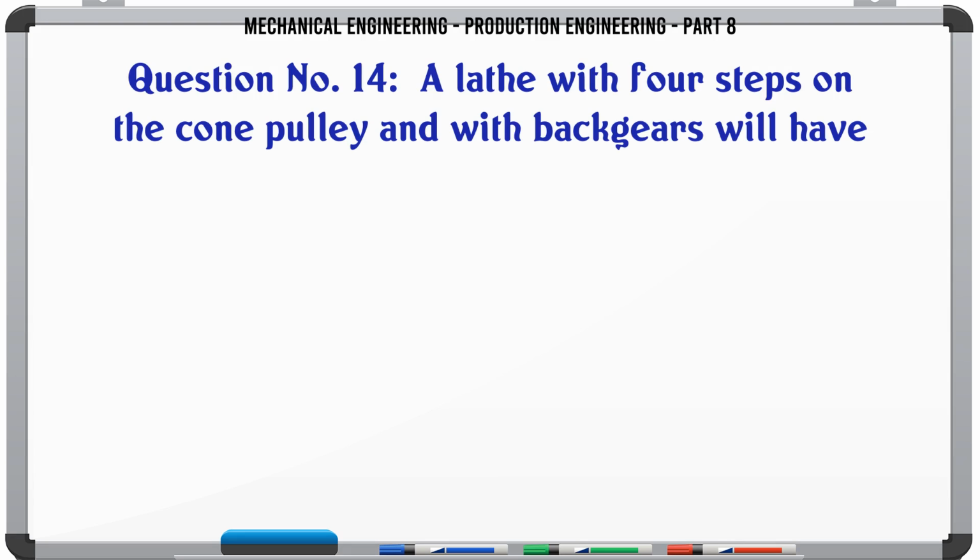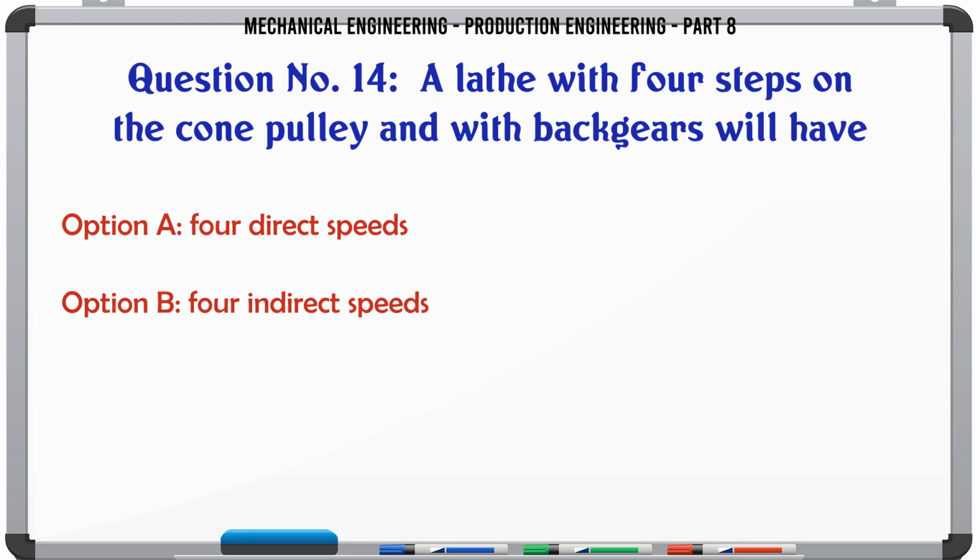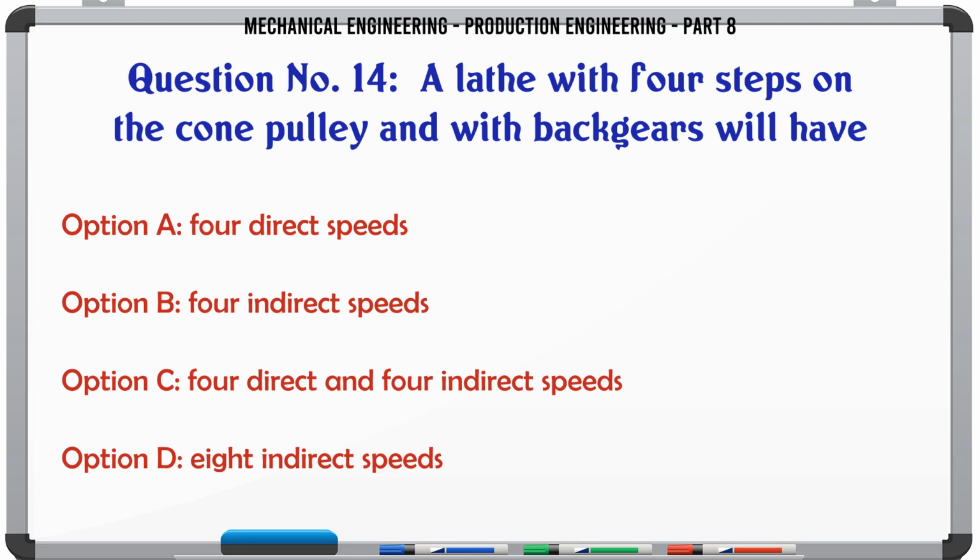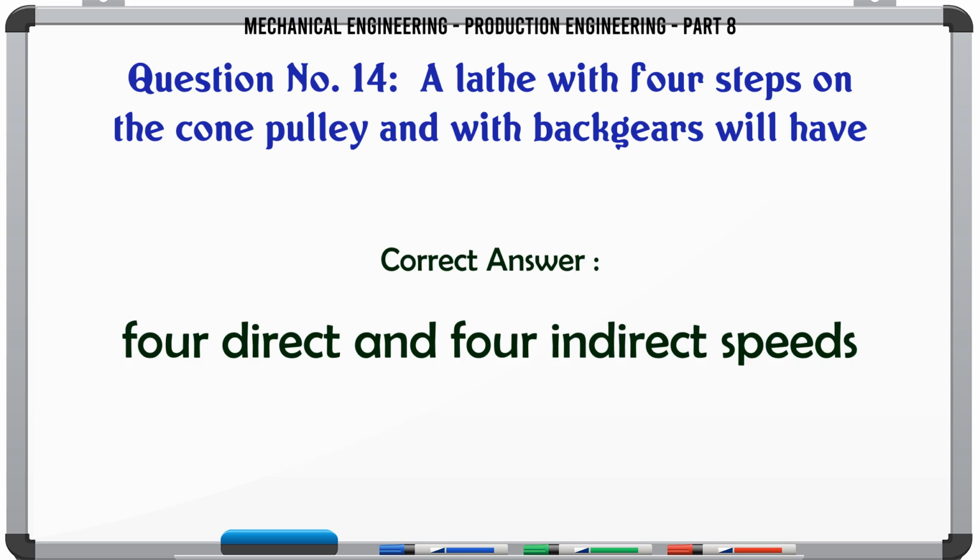A lathe with 4 steps on the cone pulley and with back gears will have A. 4 direct speeds, B. 4 indirect speeds, C. 4 direct and 4 indirect speeds, D. 8 indirect speeds. The correct answer is 4 direct and 4 indirect speeds.